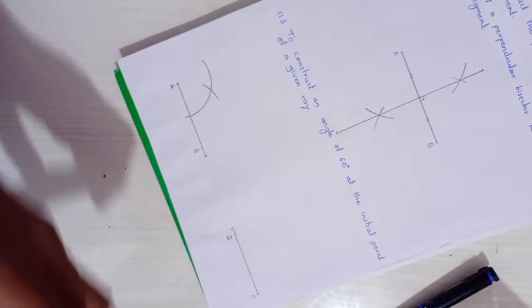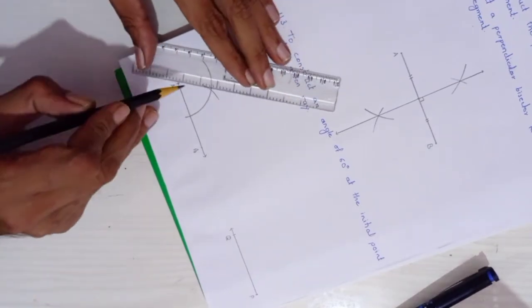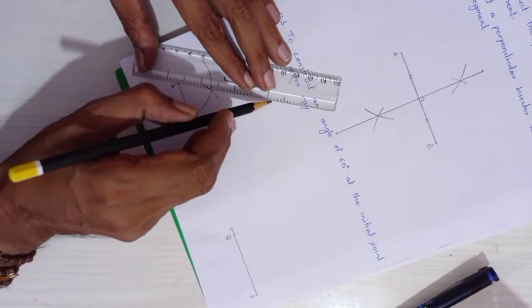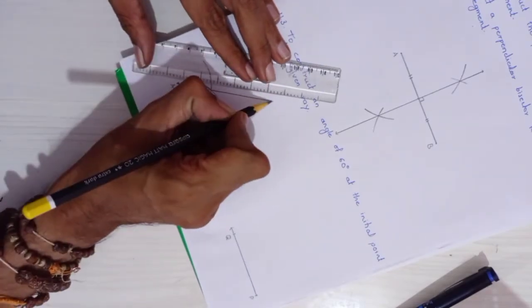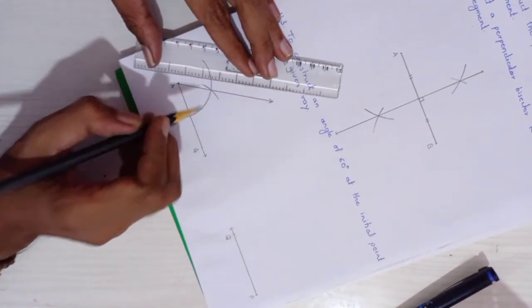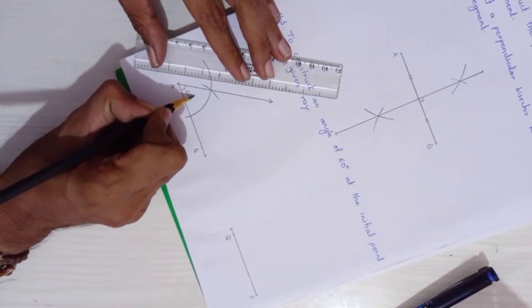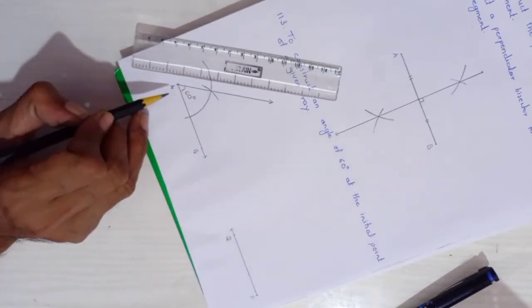Draw a ray passing through the intersection of the arcs and the starting point of the ray. So you will get something like this. Please note, while drawing both the arcs, I have not changed the distance on the compass. So this angle is 60 degrees. This angle is 60 degrees.